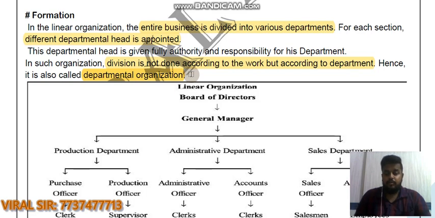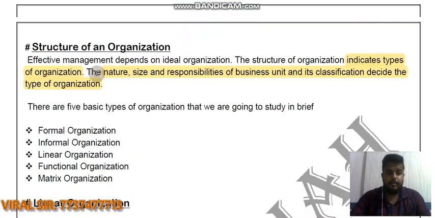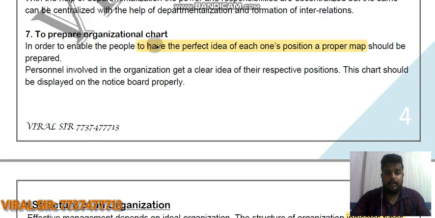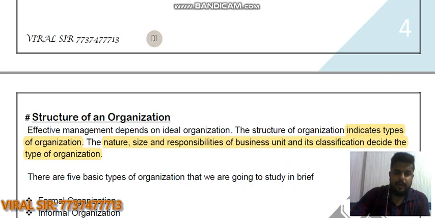The flow is in a straight line from top level to bottom level. The entire business is divided into various departments, and the division is done on the basis of department, not on the basis of work. For each department we have a departmental head. In the process of organizing, the last point was preparation of an organizational chart. So how is an organizational chart prepared?